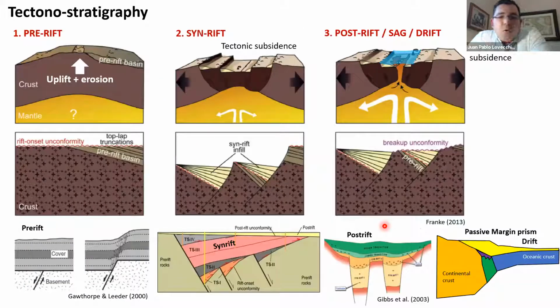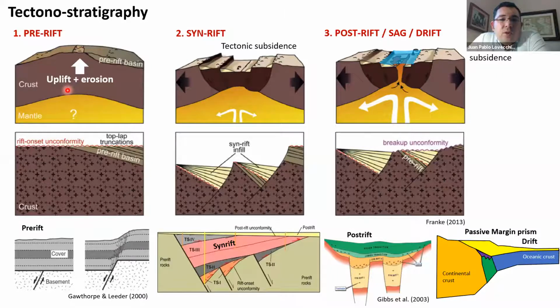Okay, so that was about the geometry of grabens. Let's now talk a little bit about the concepts of tectonostratigraphy. So we know that these rift basins are formed by tectonic stresses, in this case, extensional tectonic stresses that produce the opening of rift basins.